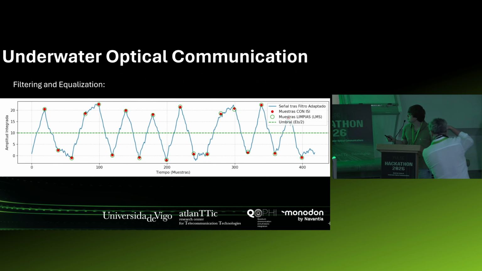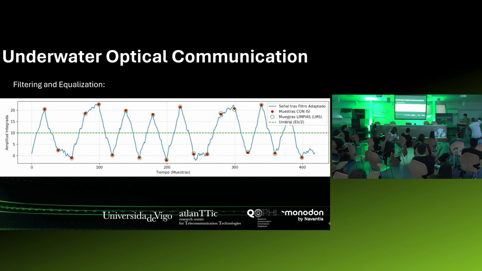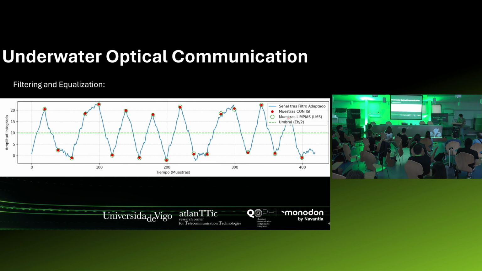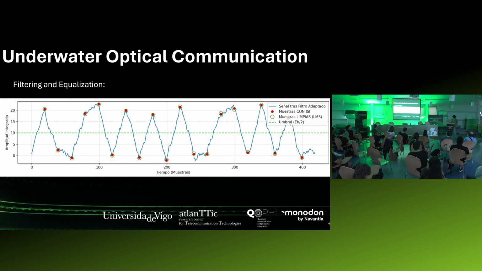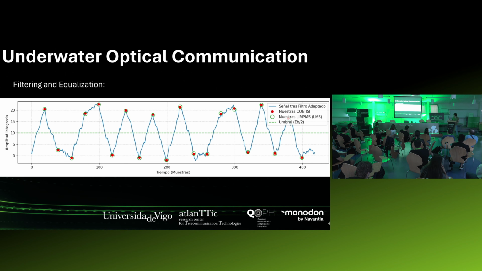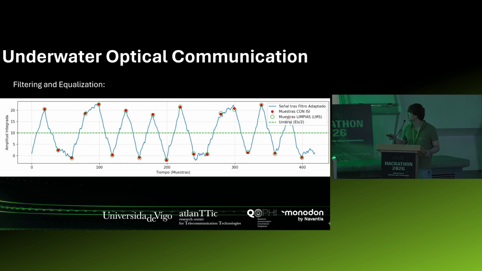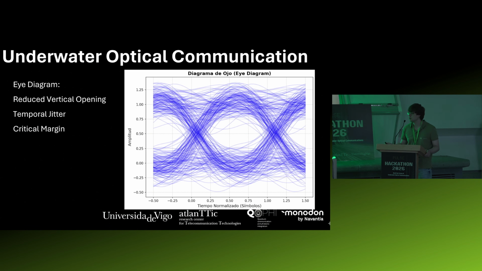So after that, we simulated as well the filtering and equalization because, of course, we had to decide what bit it is that we're receiving. So we use LMS, as you're seeing here, the LMS estimator to estimate the bits. And we are talking about that later in the presentation because we think that there is a margin for innovation with this one. But basically, after simulating the modulation, we tried to get the eye diagram.